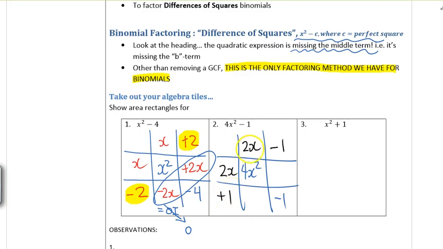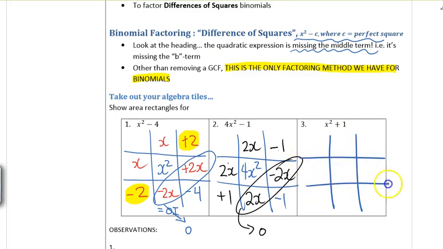So +1 times 2x is 2x. 2x times -1 is -2x, and we are good because that sums to 0. Okay, so we're all good. Now, watch what happens, though, when we come over to this. This one's a little bit funky. It looks like it's the same. X squared +1.